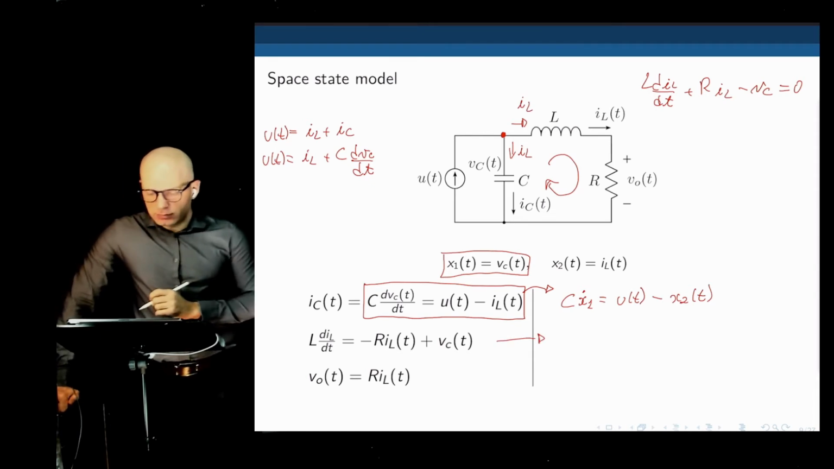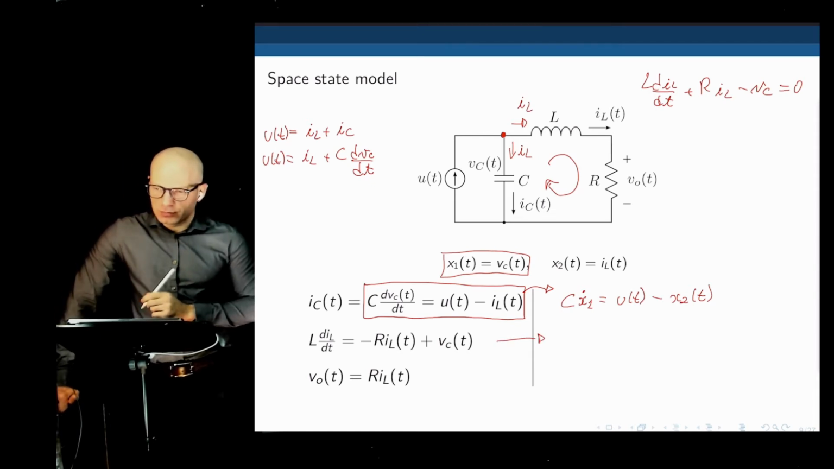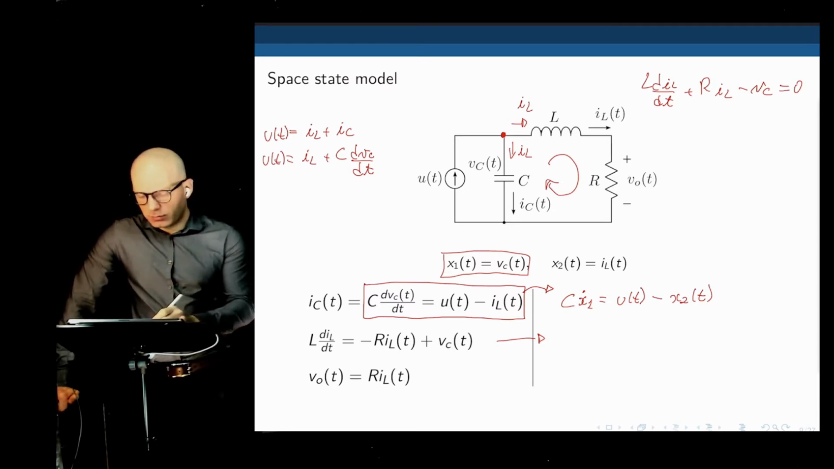Sorry, can I ask a question? Yeah. Do we need to write x1 dot of t instead of just x1 dot? Yes, I will omit now the t for the variables just to save some time. Oh, okay, thank you.